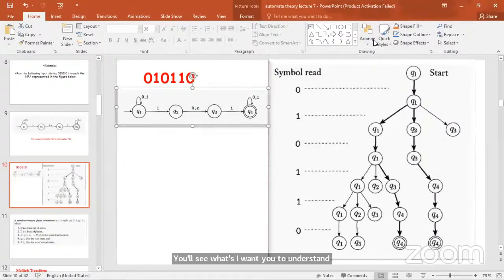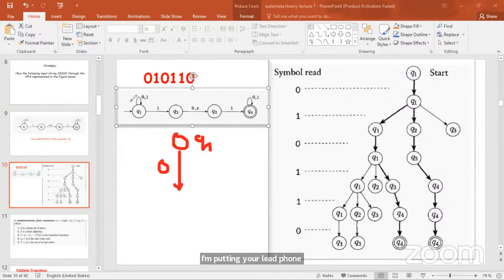Okay, so let's look at it again. So you are at Q1. Don't mind my drawing. This is Q1, which is the initial state. You are to read what? 0. You can see I'm putting the read on the arrow. You read 0. If you look at this, when you read 0, where do you go to? You go to Q1. So you draw another state. This is Q1. So you have processed the first symbol.